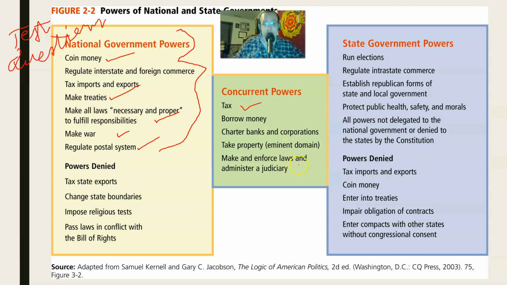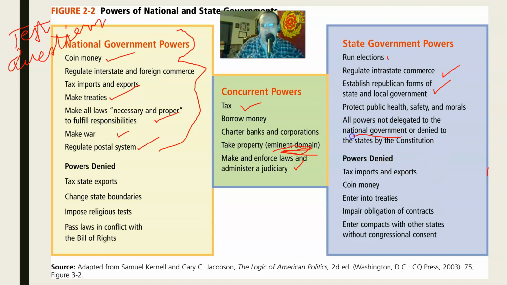So states and Washington can also make and enforce laws, administer a judiciary. We have state courts, we have federal courts. Take property through eminent domain. State governments also run elections. Again, as I said before, it would be awful. We wouldn't know who won anything if Washington, D.C. was administering our elections. They can establish a Republican form of government. They can regulate commerce within their state, within their boundary lines.